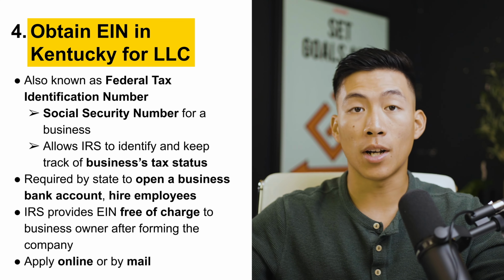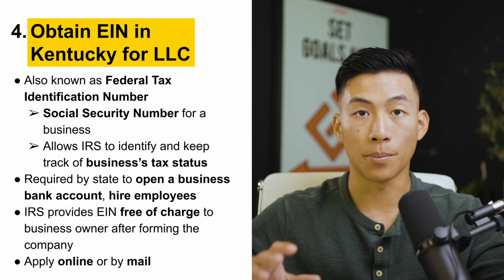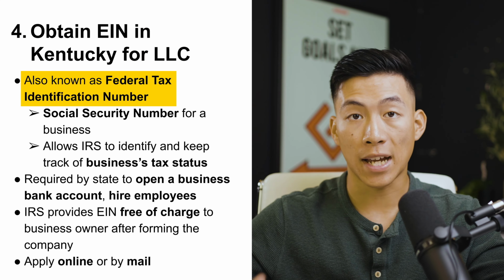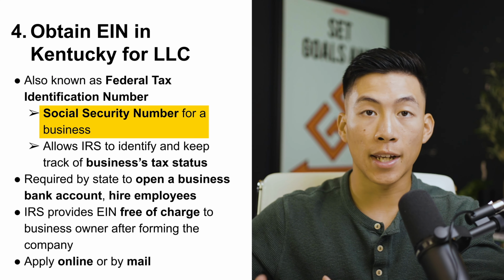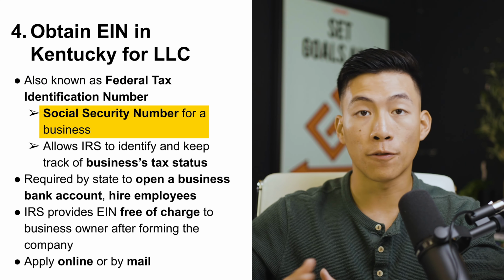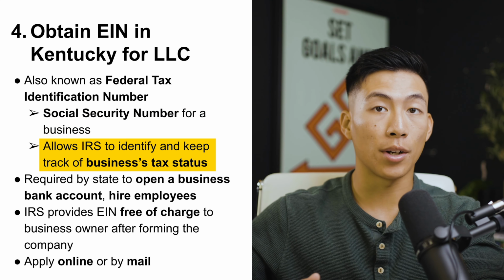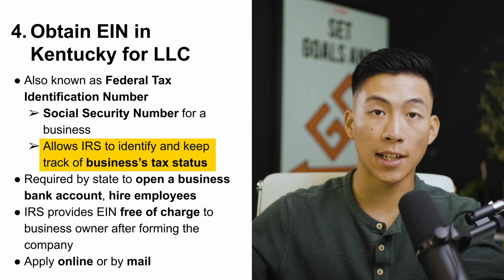Now, moving on to step four, and that is obtaining the EIN for your business. This is also known as the Federal Tax Identification Number or the tax ID for your business. Now, when it comes to your EIN, this is basically a social security number for your business. So this is going to allow the IRS to keep track of your business's tax status.